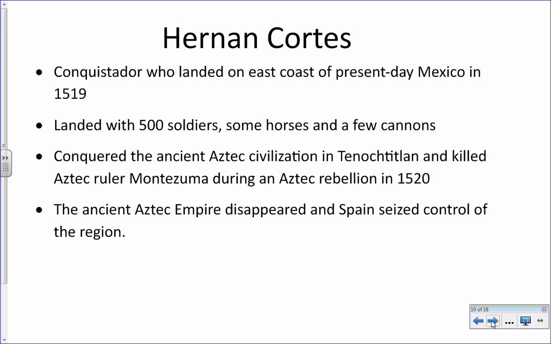All right, conquistador, the main one, Hernan Cortez, landed on the east coast of present-day Mexico near Veracruz. He took some soldiers, a few horses, and a few cannons, and from that point basically changed human history forever by wiping out Aztec civilization, which was thousands of years old, millennia old.